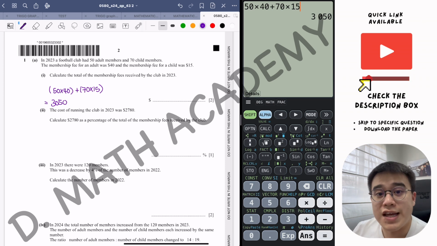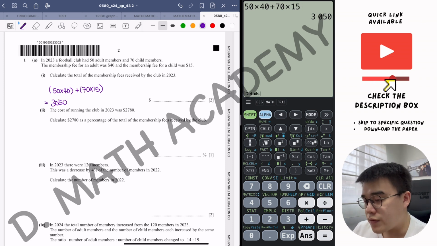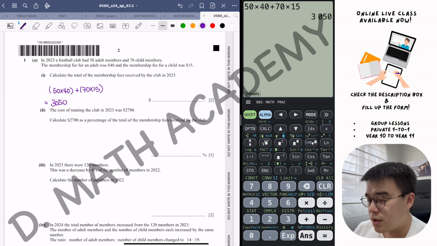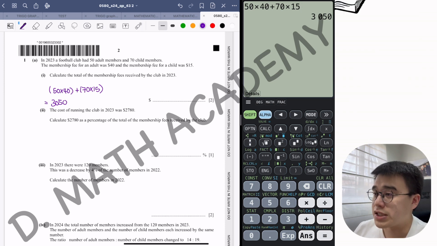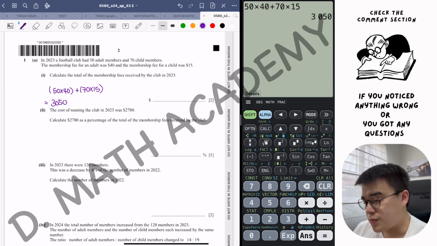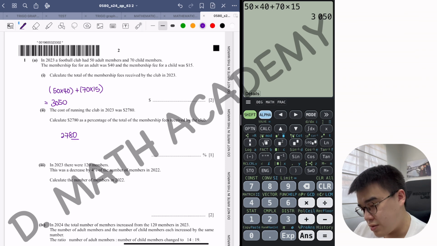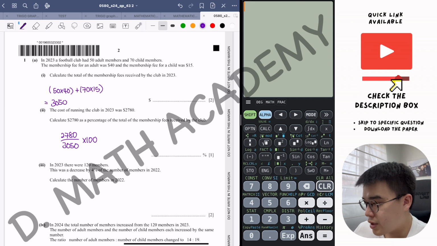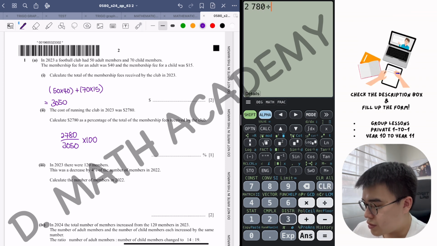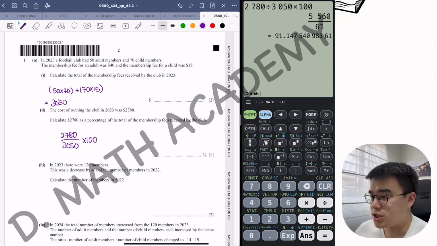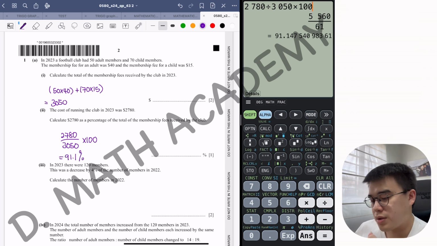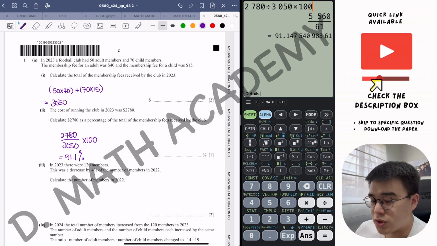Moving on to the second question, the cost of running the club was 2,780. Calculate 2,780 as a percentage. So you're supposed to put 2780 over 3050 and then multiply it by 100, making the answer 91.1%. This is my answer for part 2.